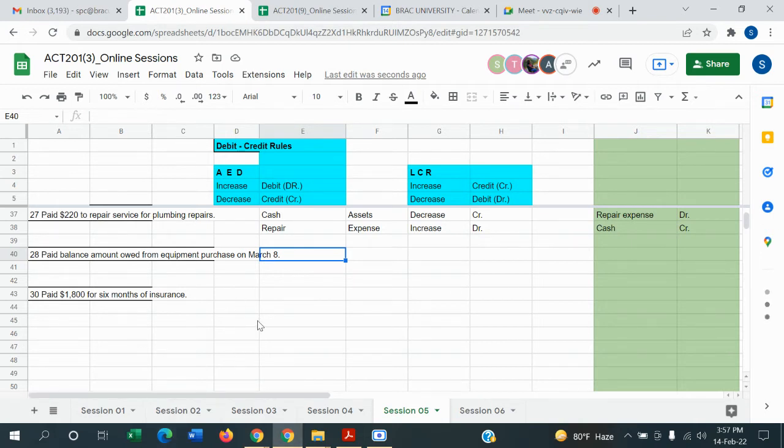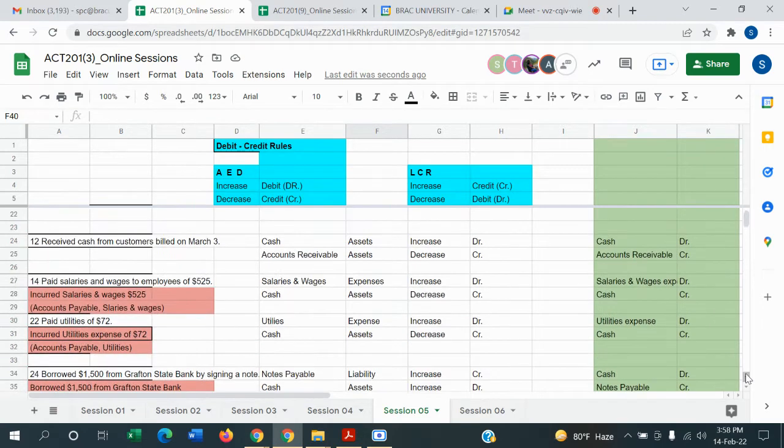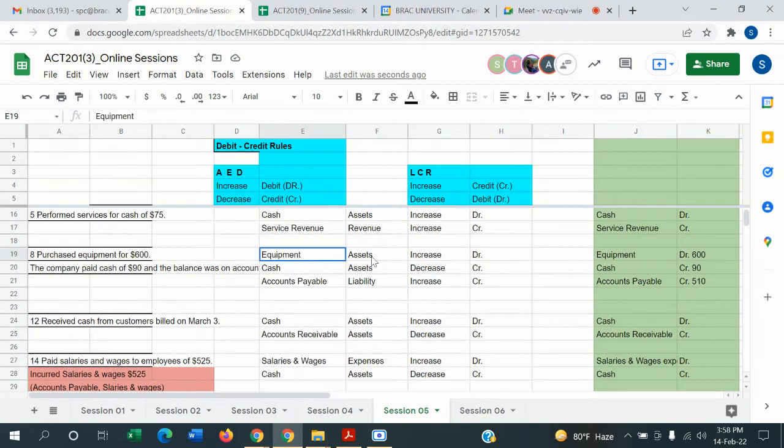So what accounts will be affected? Sir, accounts payable and cash. Accounts payable. Do you all agree? You already recorded the equipment, isn't it? On March 8, you already recorded that equipment with $600. So if you record equipment again, the same thing will be recorded twice, isn't it? Yes, sir. And when you purchased that equipment, that liability was created. Now you are paying this liability.